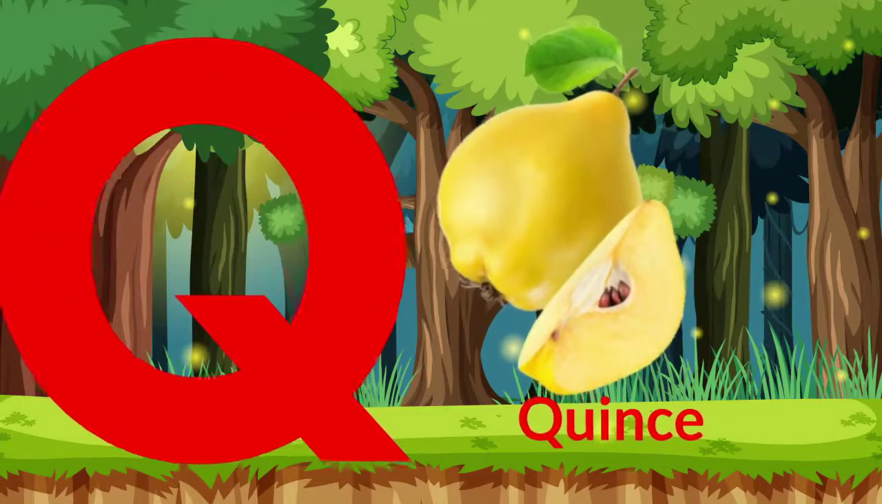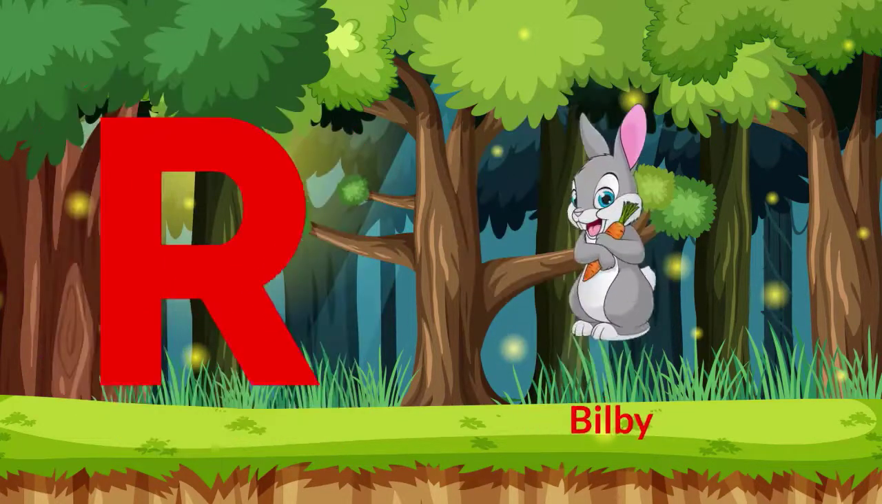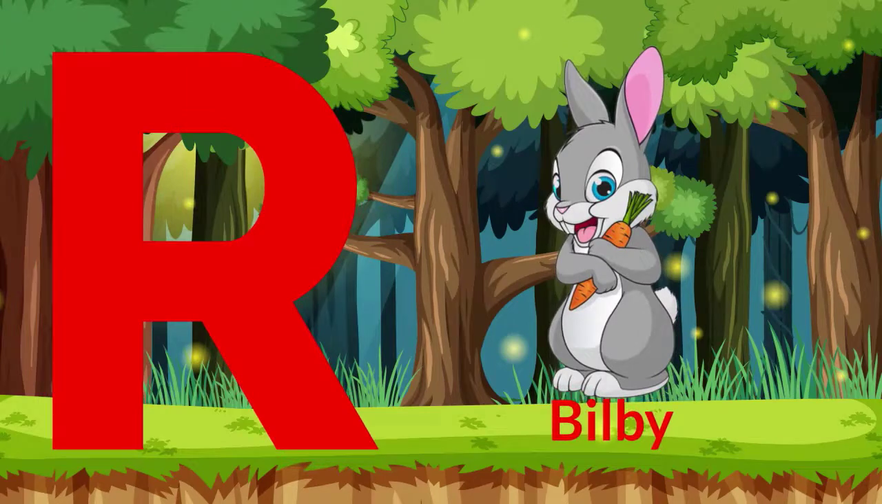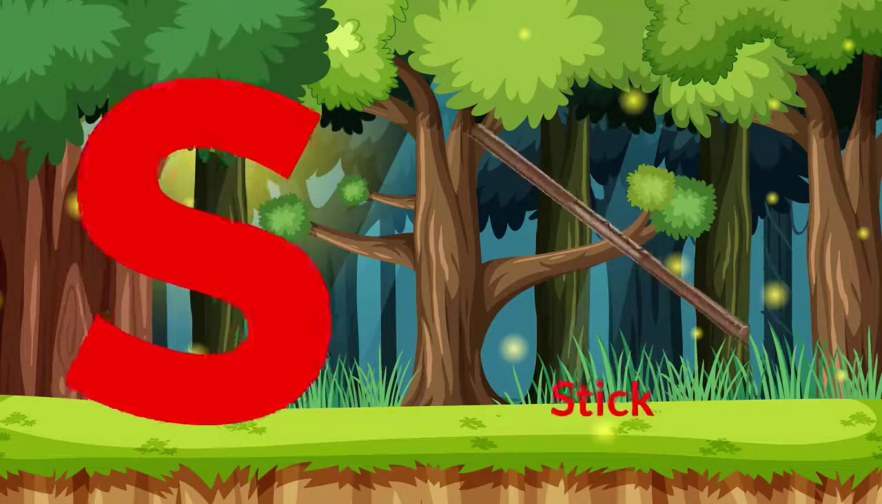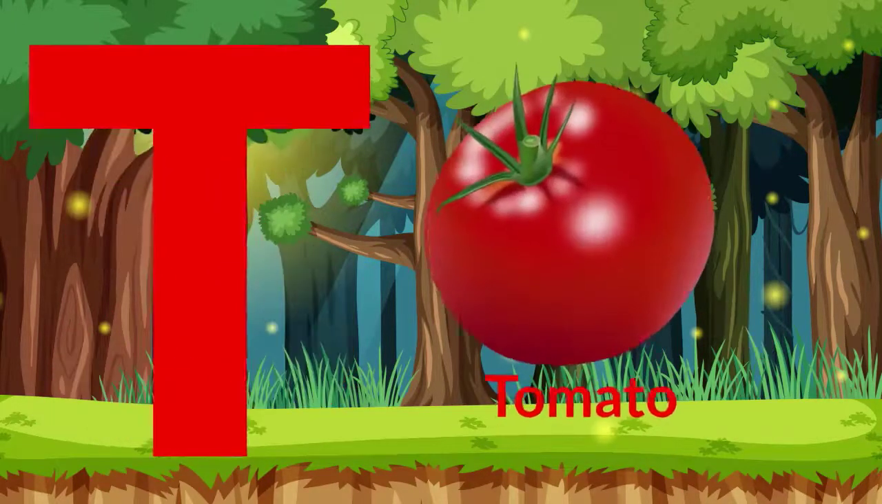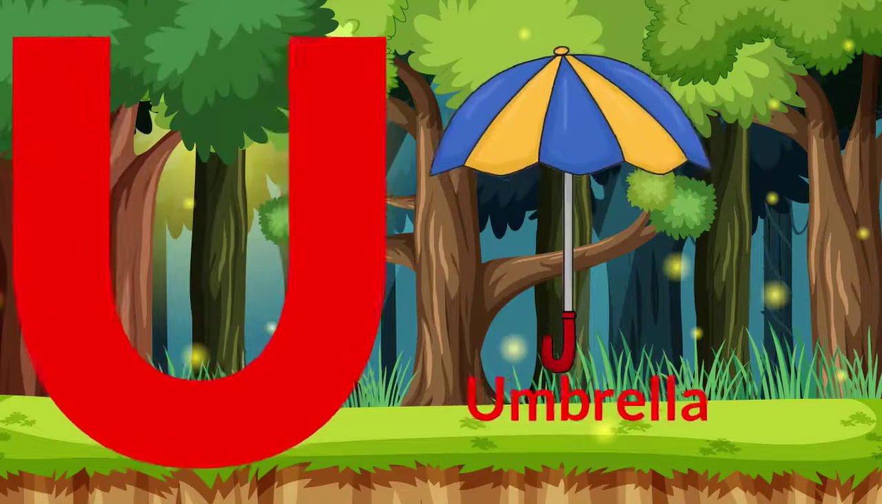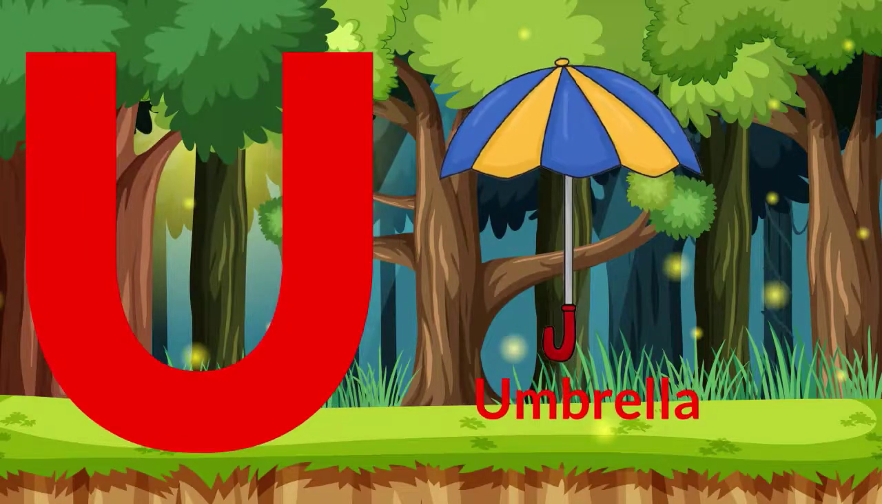Q for queens. R for rabbit. S for stick. T for tomato. U for umbrella.